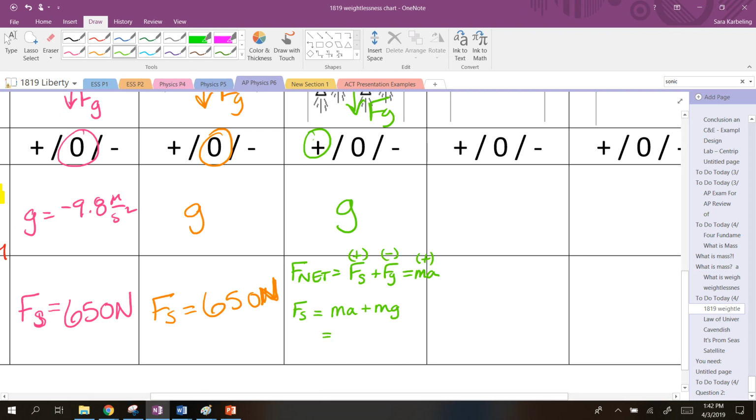What do we get for a value there? If you don't have a calculator out yet, you will need one today, I promise, because we're going to do a bunch of calculations in a little bit. So go ahead and get it out now because you'll need it.